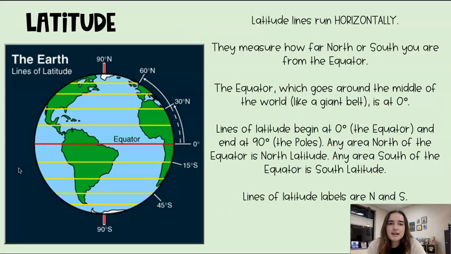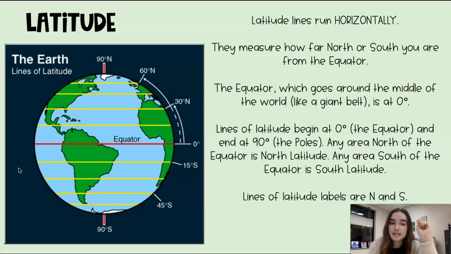So the lines of latitude, those run horizontally. Hold up your arm like this. They run horizontally. The lines of latitude measure how far north or south you are from the equator. The equator, that red line on the picture, goes around the middle of the world like a giant belt, and that is at 0 degrees.